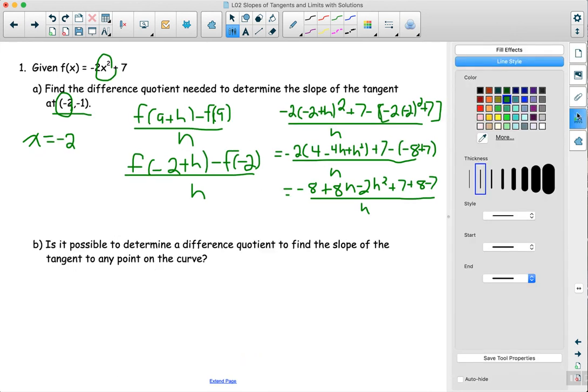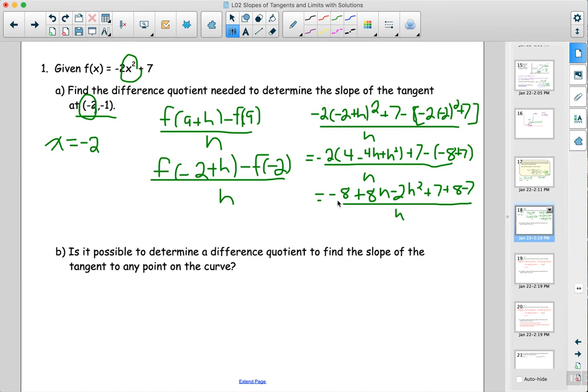I'm going to change the color quickly. I'm going to show you what would happen. So this is a bit different from the work that you did in advanced functions. What will happen now is every term that doesn't have an h will have an additive inverse. So the -8 goes with the +8, the 7 goes with the -7, and that brings me down to here. I have 8h minus 2h squared, all divided by h.